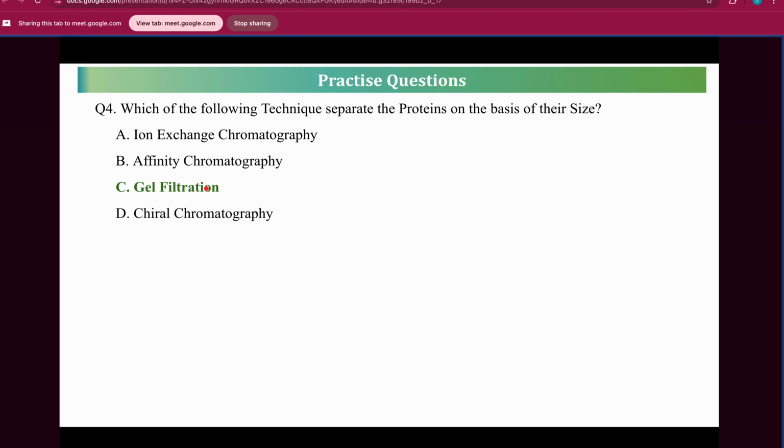And even if you are not able to identify whether it is size exclusion, you can simply use the technique of cancelling out the other options. It is clear that ion exchange is separation on the basis of charge, affinity is separation on the basis of binding sites or binding interactions, and chiral chromatography is some other technique which is not on the basis of size. So the technique which is left is gel filtration.